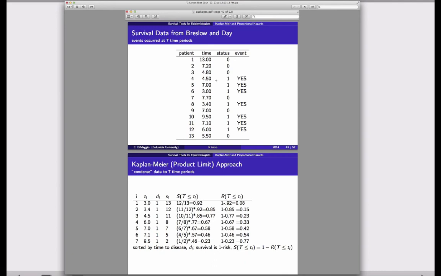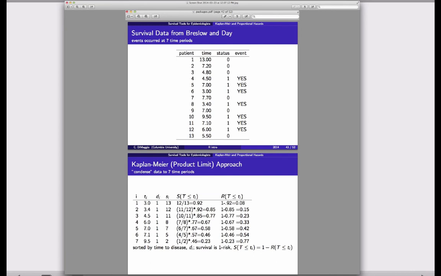And I'm sorry, I forget exactly what these data refer to, but it was death of some kind. So what we see here is that patient 5 also died after an observation of 7 years. Patient 6 died after an observation of 3 years. But this is the way you'd see survival data laid out, arrayed.